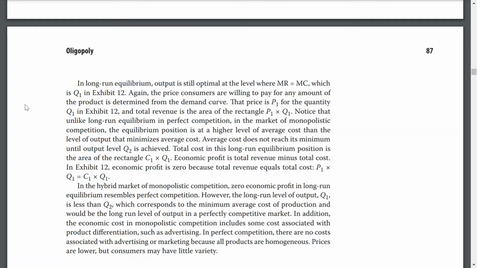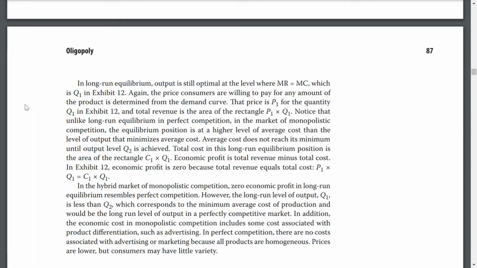Notice that unlike long-run equilibrium in perfect competition, in the market of monopolistic competition the equilibrium position is at a higher level of average cost. Average cost does not reach its minimum level; the output level Q2 that minimizes average cost is not achieved. Total cost in this long-run equilibrium position is the area of the rectangle C1 multiplied by Q1.